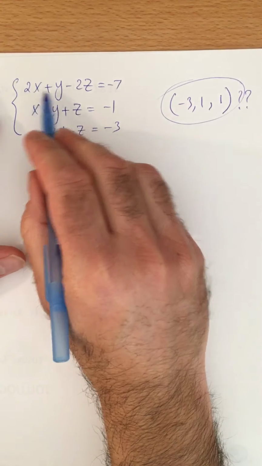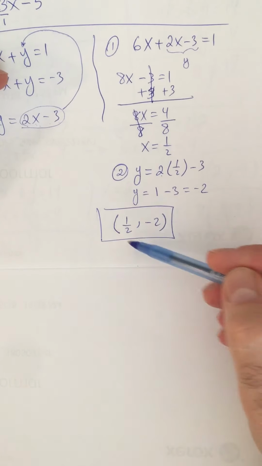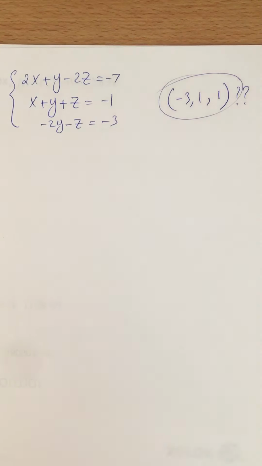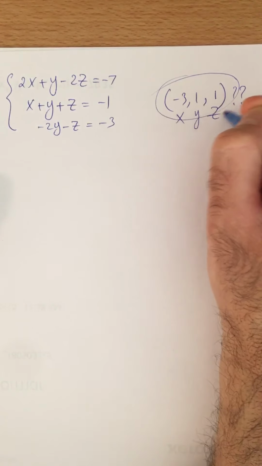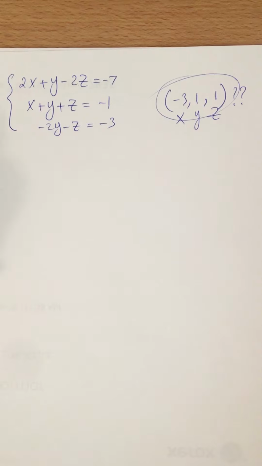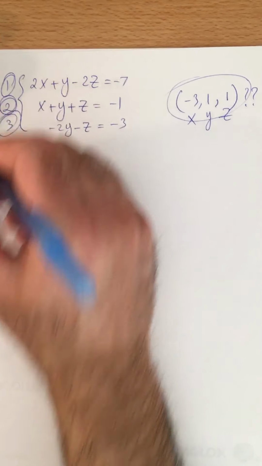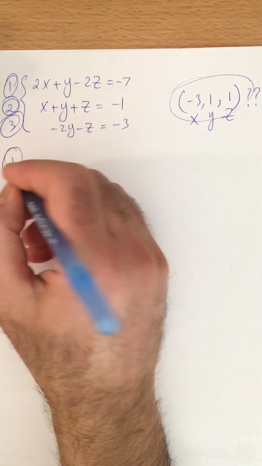By the way, when we solved systems of two equations, we had an ordered pair as an answer if you had a solution. This is called an ordered triplet. So this is your x, this is your y, this is your z in alphabetical order. So you just have to plug them into all three equations and see if it works. So equation 1, equation 2, equation 3. Equation 1, let's try it.